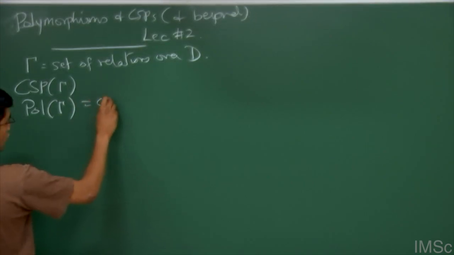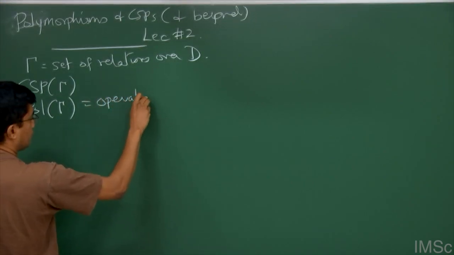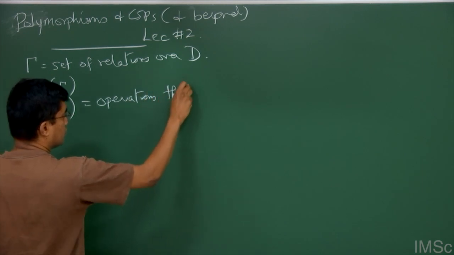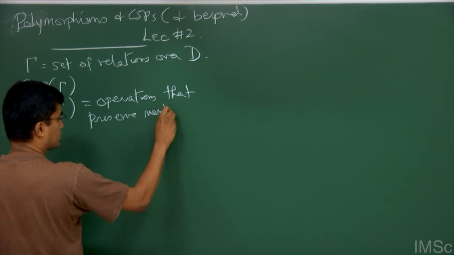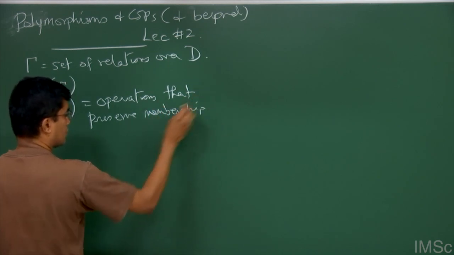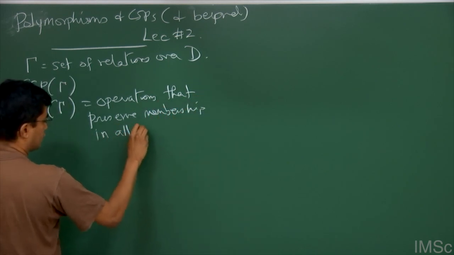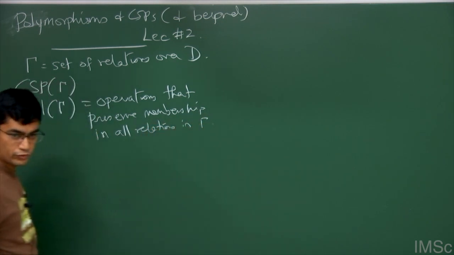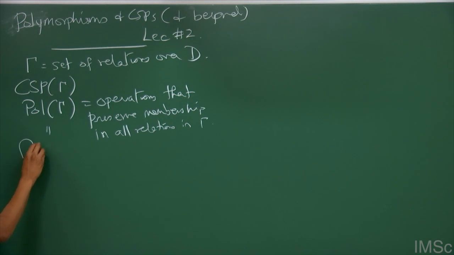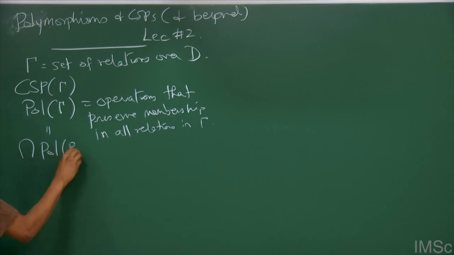We also had an important notion of polymorphism of Gamma, which is basically operations that preserve membership in all relations in Gamma. Okay, so for every R, this can also be defined as the intersection of polymorphisms of R in Gamma. And then, just to very quickly recap, what is a polymorphism of R?